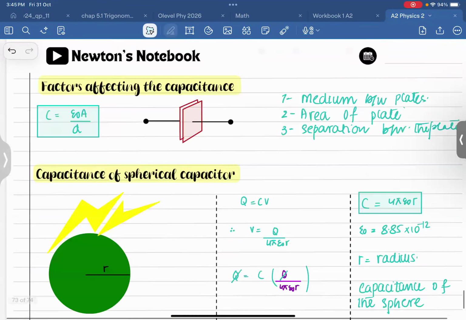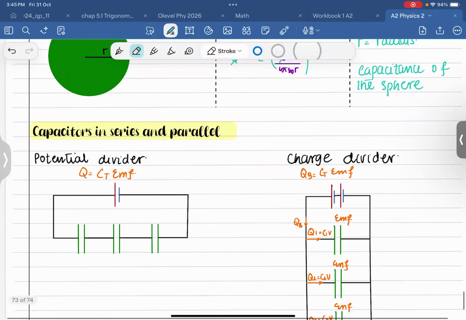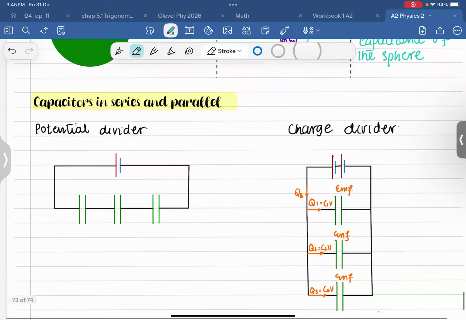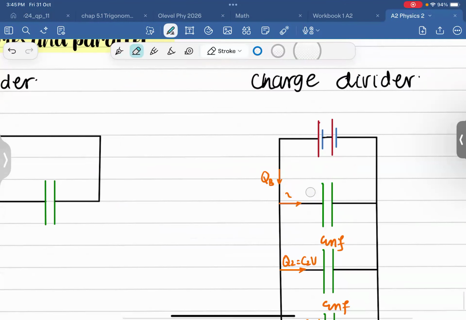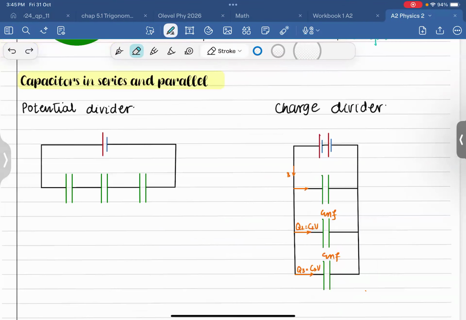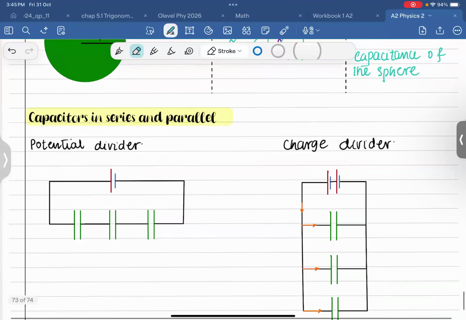So let's imagine two circuits, one a series circuit and the other a parallel circuit. In the series circuit, I have three capacitors, and in the parallel circuit, I again have three capacitors. We are going to discuss how the capacitance, voltage, and charge relationships work in the circuit.